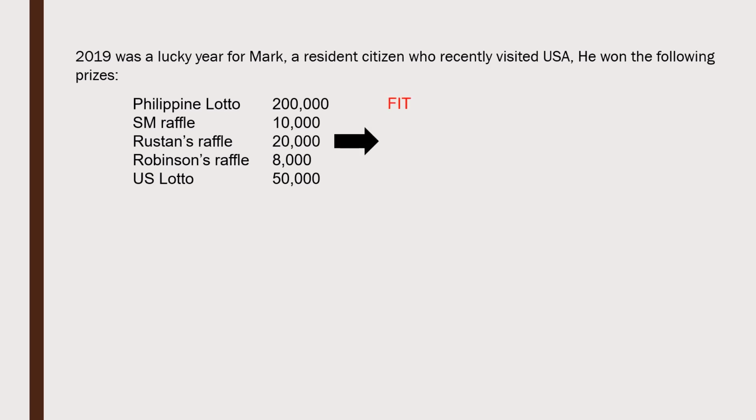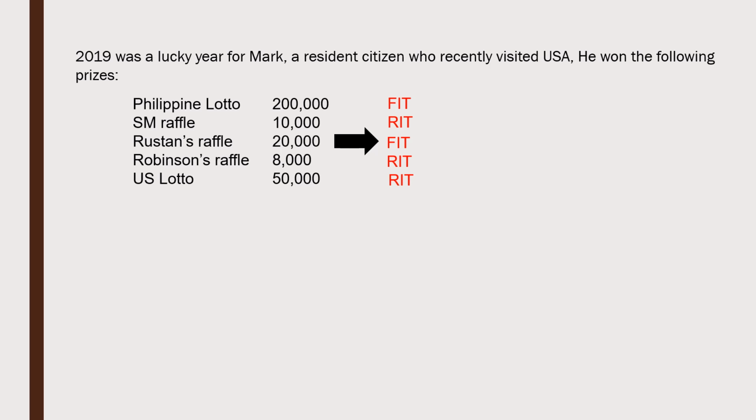The Philippine Lotto is subject to final income tax. The SM raffle is subject to regular income tax because it does not exceed 10,000. For Ruston's raffle, final income tax. Regular income tax for Robinson's raffle because again it does not exceed the 10,000 threshold. And US Lotto is of course subject to regular income tax because this is not from a domestic source.